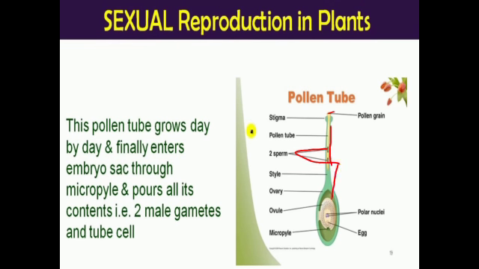Through the style it enters the embryo sac, and through the micropyle, a small hole-like structure, it enters. So this way, through this micropyle it enters the embryo sac, and it pours all its contents. What are its contents? Two male gametes and the tube cell. It pours into this embryo sac.